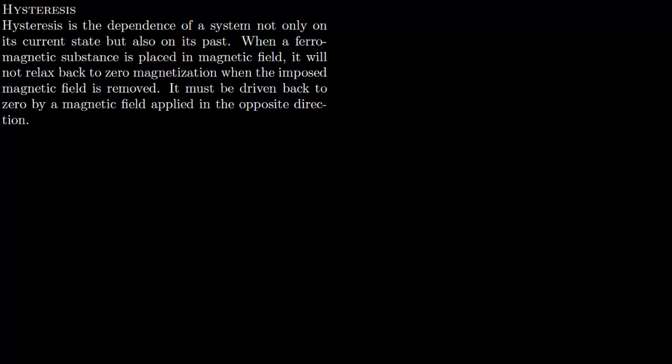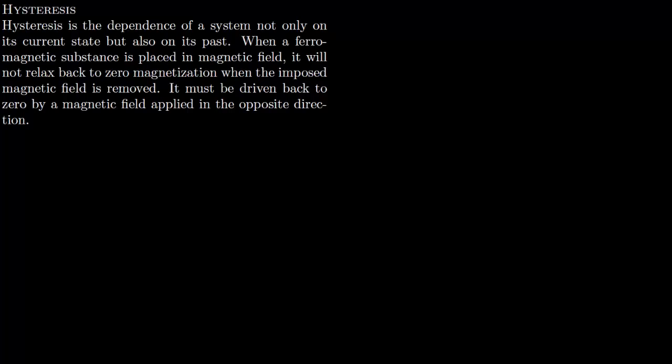Now we talk about hysteresis. Hysteresis is the dependence of the system not only on its current state or current environment, but also on its past state and past environment. So let us give an example.